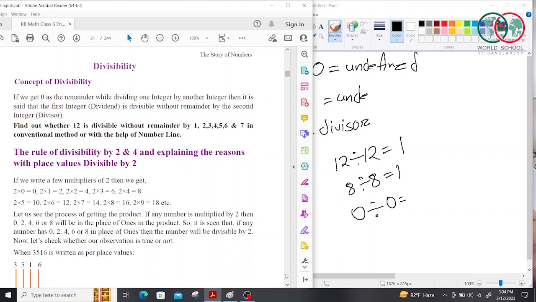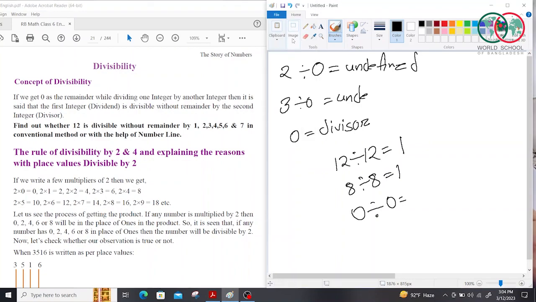When we divide a dividend by a divisor and we get 0 as remainder, then we call that the dividend is divisible by the divisor. Okay, you may be thinking it's very difficult. It's not actually difficult. Let me show you.